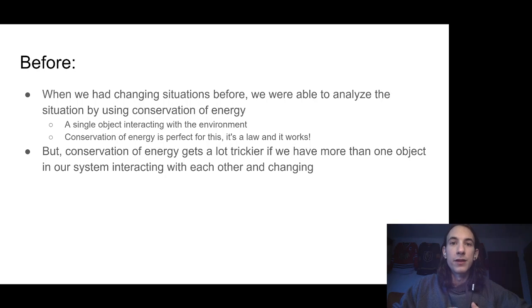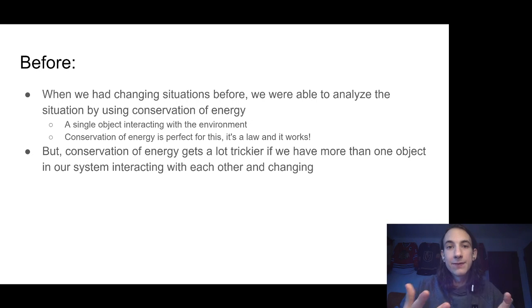So before, we were talking about conservation of energy, and we had these situations where we were able to analyze the situation through conservation of energy. We had one single object. It would interact with the environment, or just change on its own. It would go from some height to some lower height, or it would roll down a ramp or something. But we were really focused on one object, and conservation of energy is perfect for when we have one object. This conservation of energy is this law of the universe. It works, it holds up, and it's really helpful. It helped us analyze a single object in a system.